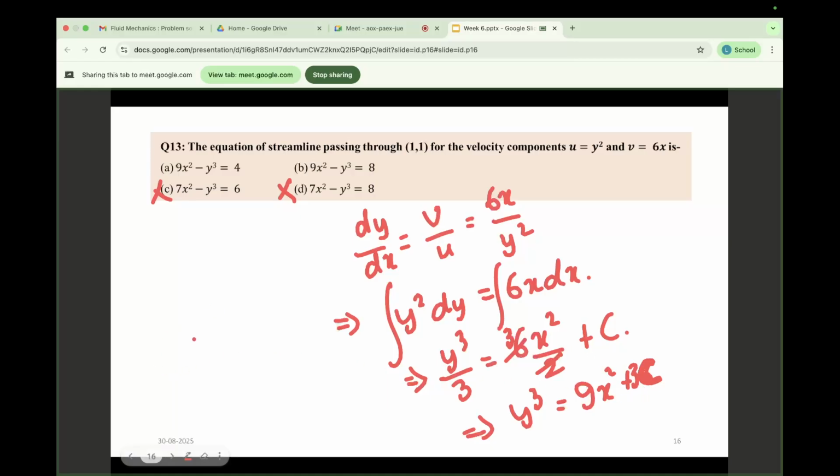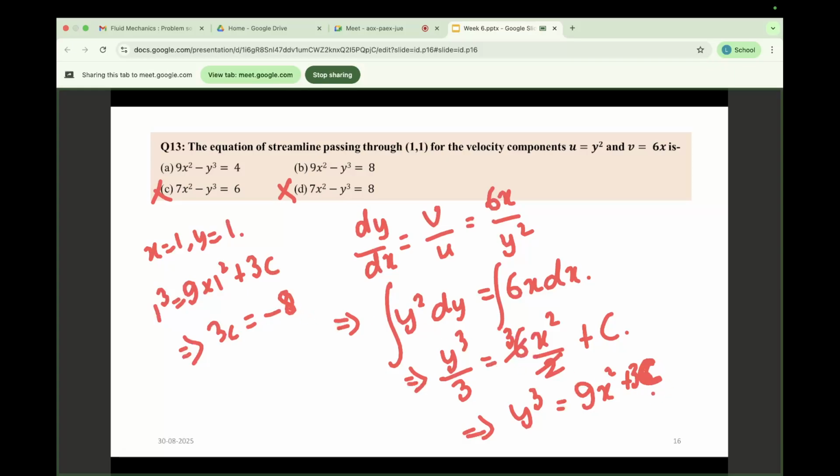Okay, it should be 3C. Sorry. So given this point is 1 comma 1, that means x is 1, y is 1. So I can put it here: 1 cube equals 9 into 1 square plus 3C. Right? So 3C is minus 8.